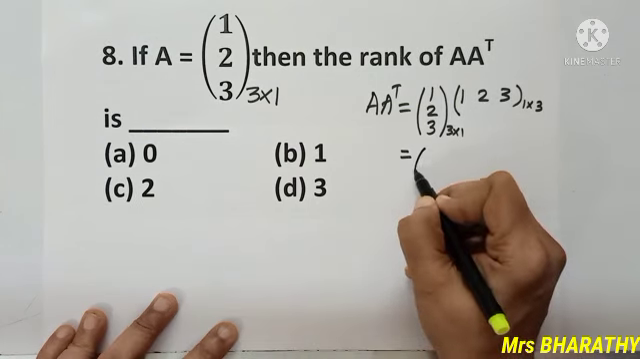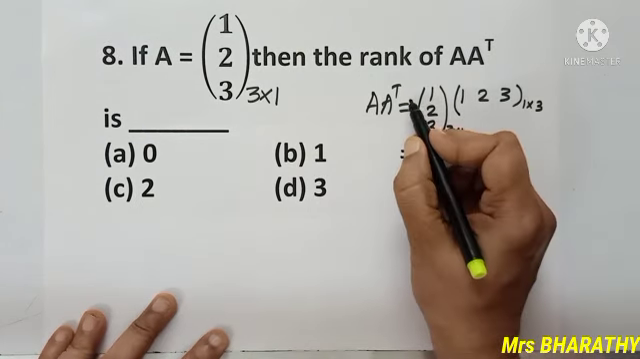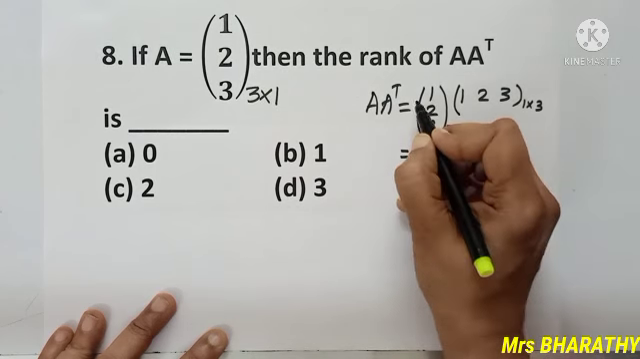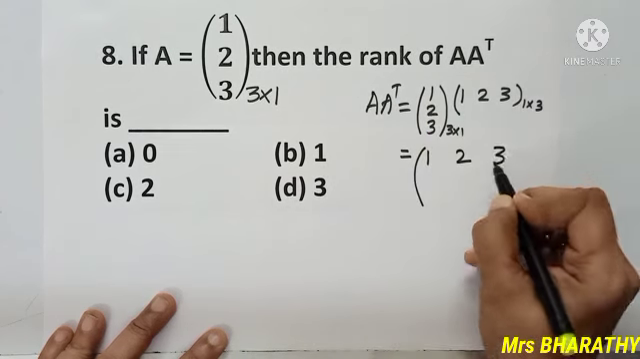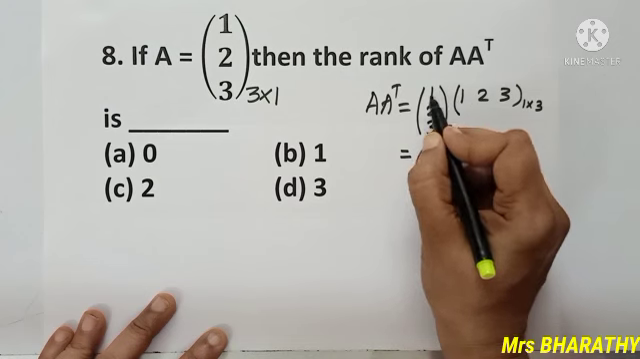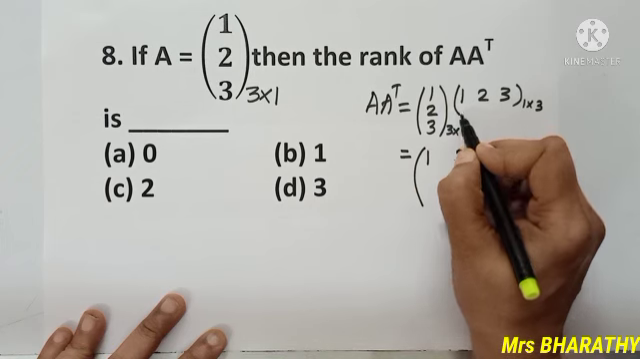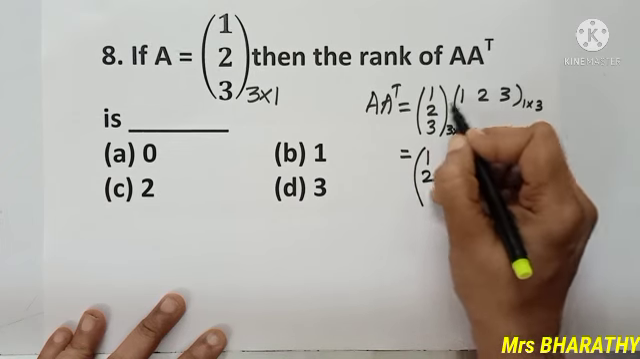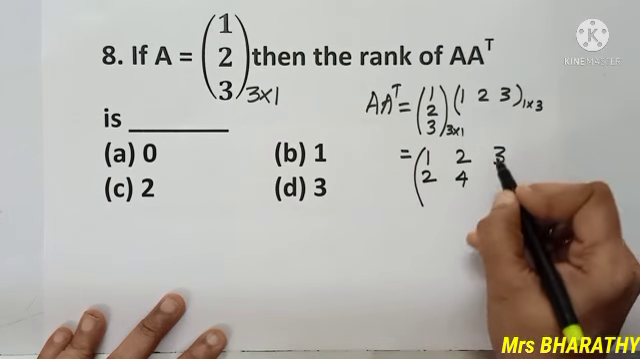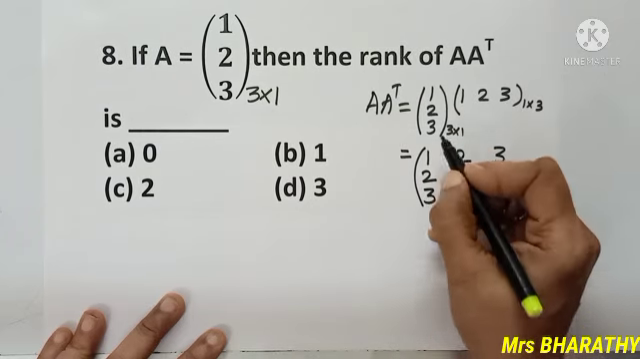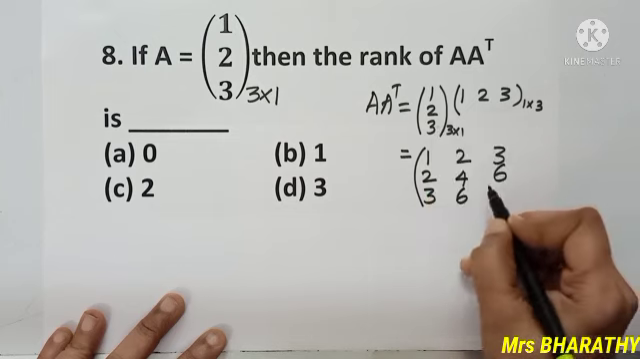How am I to write the product? First row by first row, first row by second row, first row by third row. 1 into 1, 1 into 2, 1 into 3. Now, second row by first, 2 into 1, 2 into 2, 2 into 3. Third row by first, 3 into 1, 3 into 2, 3 into 3.